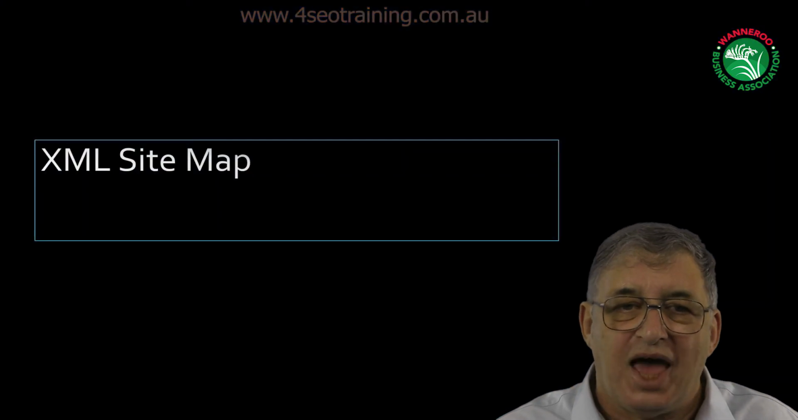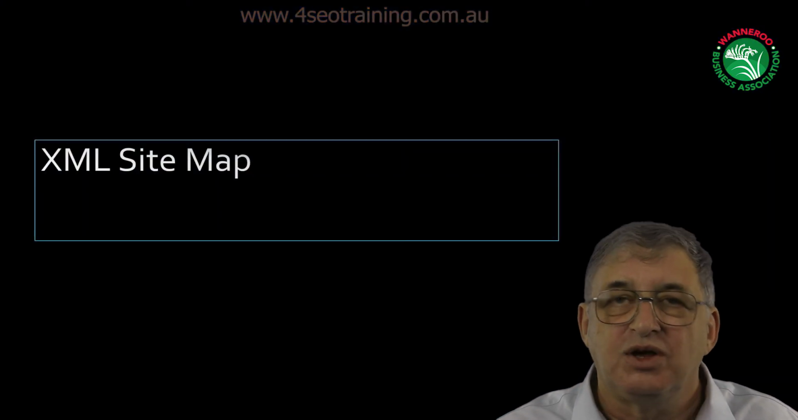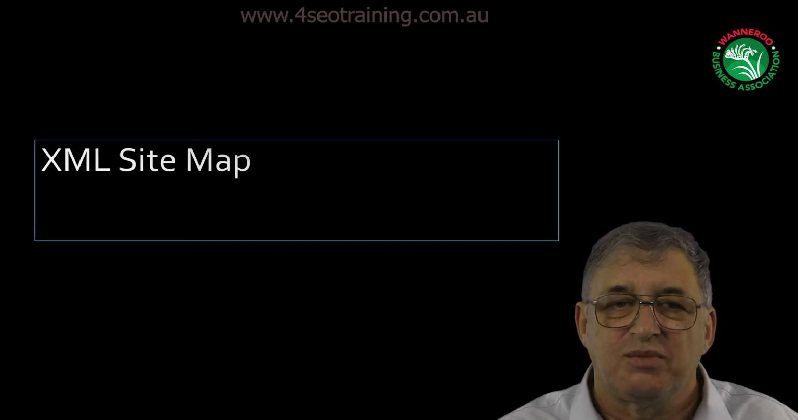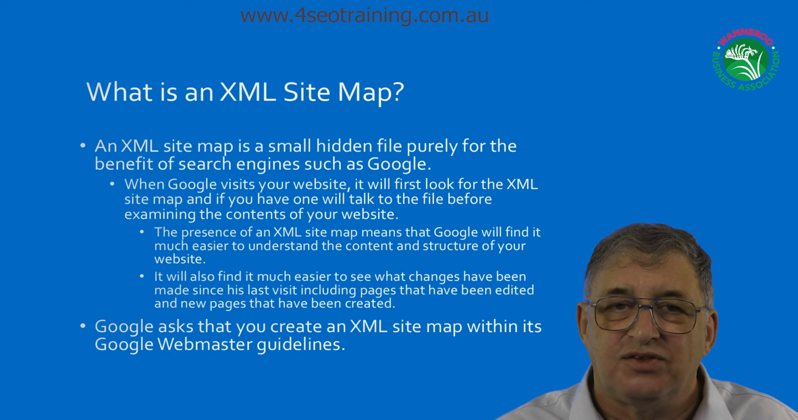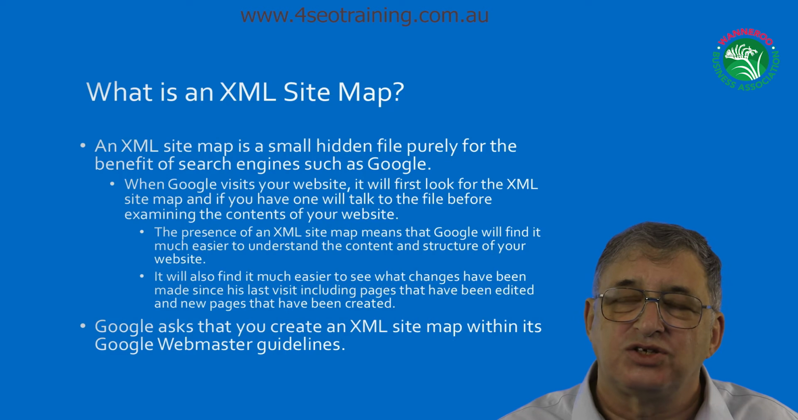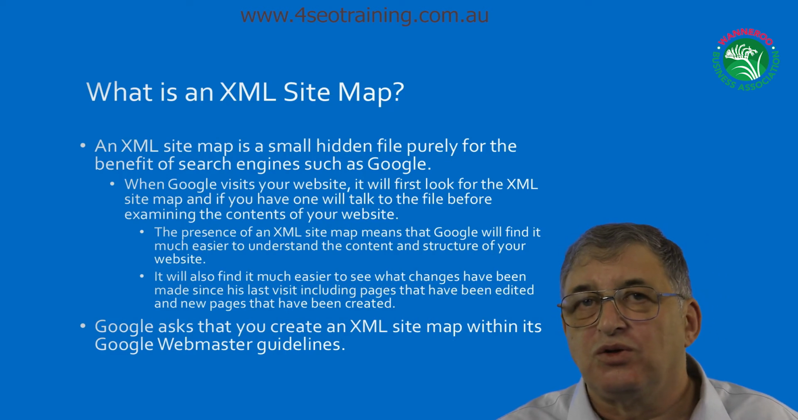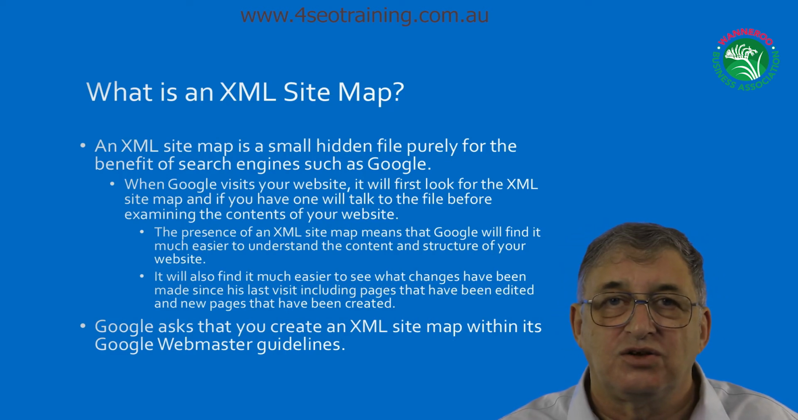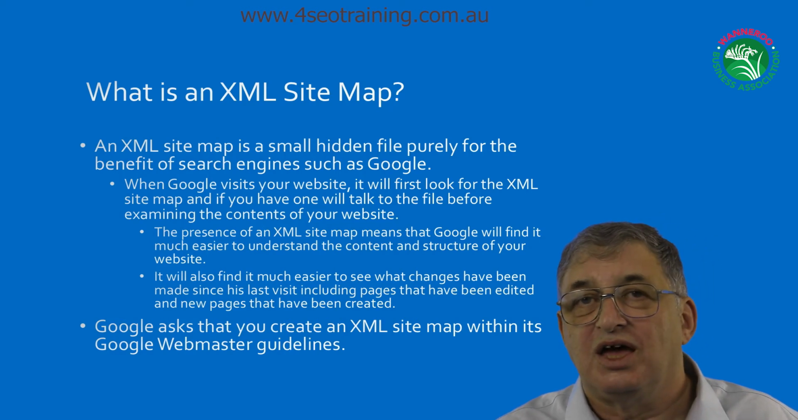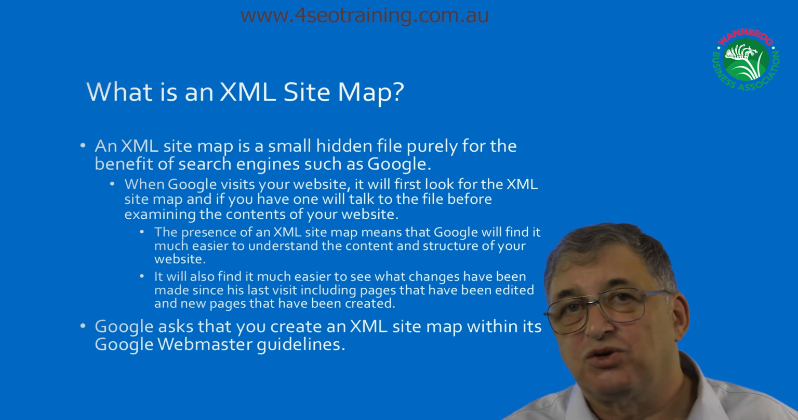There's something else called an XML sitemap. You don't actually see this. This is really for Google's benefit. But again, Google recommends you have one of these. The idea of an XML sitemap file is that it's a little file attached to your website so that when Google goes to your website, the first thing it does is look to see, have you got an XML sitemap file? And if you've got one, it speaks Google's language.